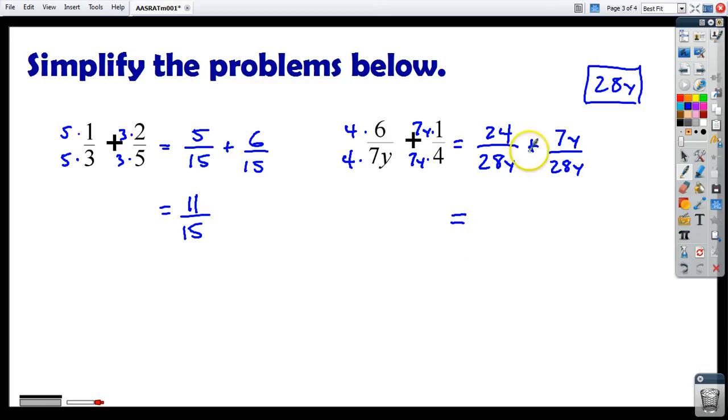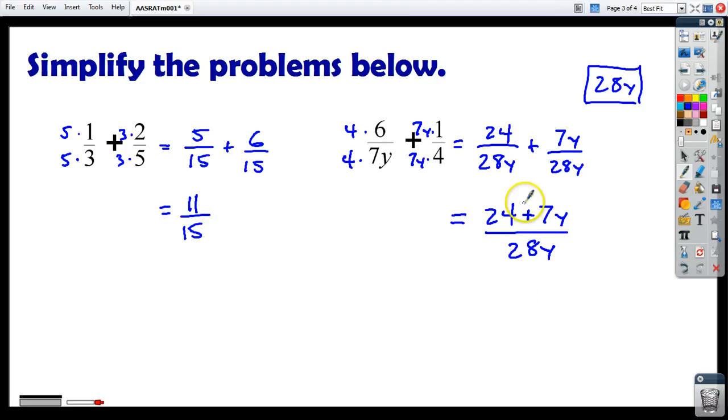Finally, we add our numerators. Now, we have a slight problem here. Our numerators are not like terms, so we can't actually add them. So the best we can do is just push them together. 24 plus 7y over 28y. And that becomes our fraction, which, like this one, is not reducible.